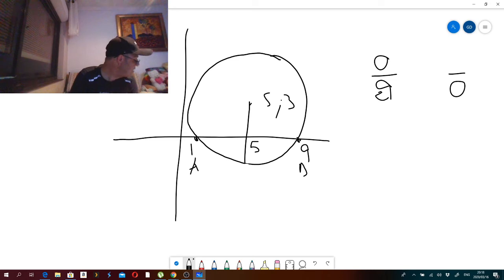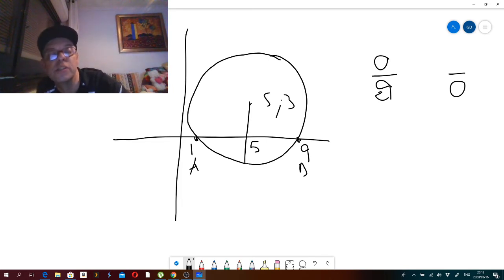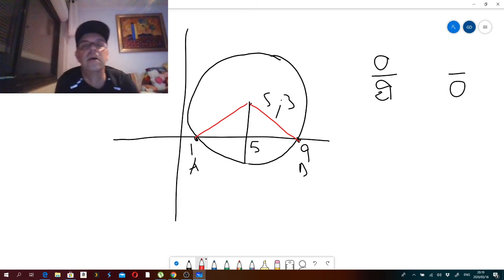Now they say find the angle subtended at C by the minor arc AB. Now C is the center. In other words, for this one, we want to know what is the value of this angle at the center. Well, let's see. What do you think we should do over here?